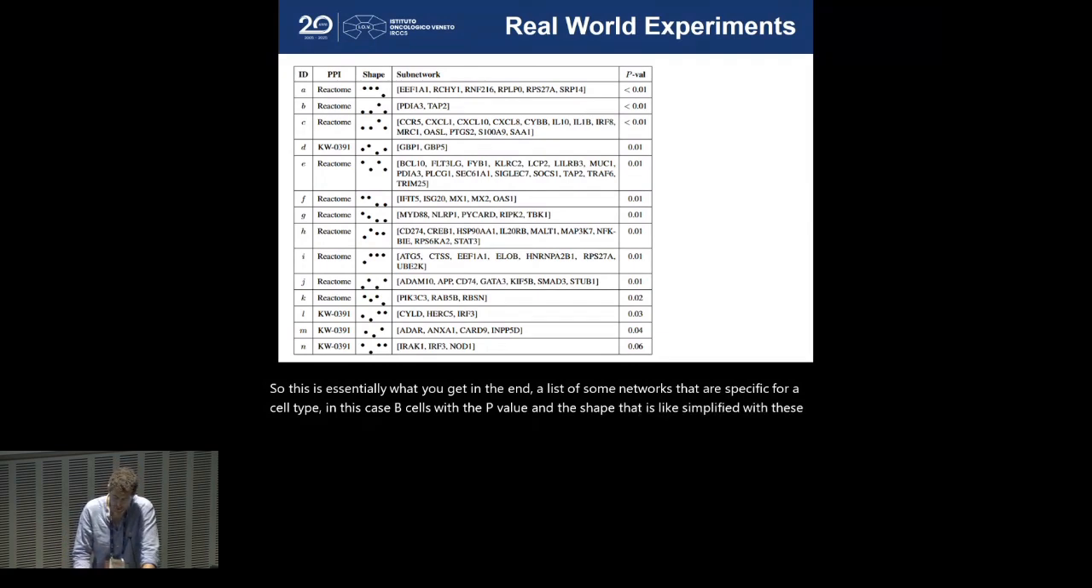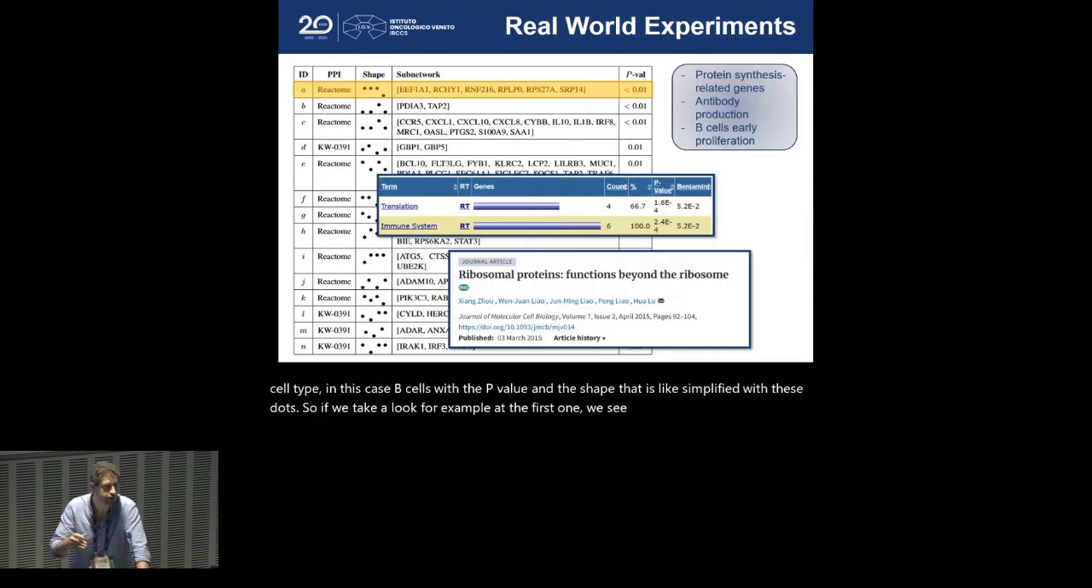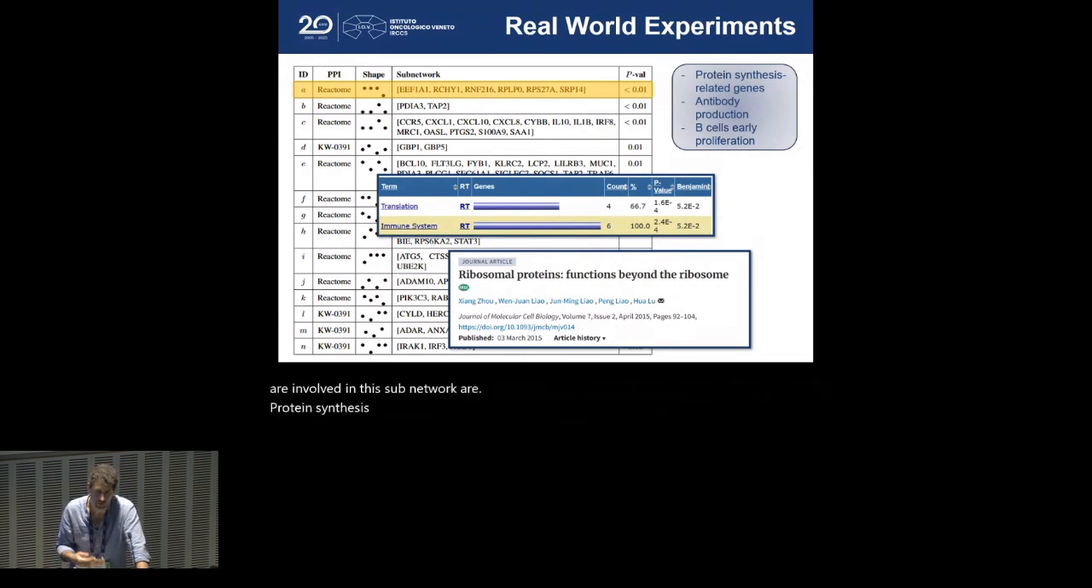So if we take a look, for example, at the first one, we see that the genes that are involved in this subnetwork are protein synthesis related and also related to antibody production. And we see that the shape is actually relevant to early proliferation. And so this makes sense with literature.